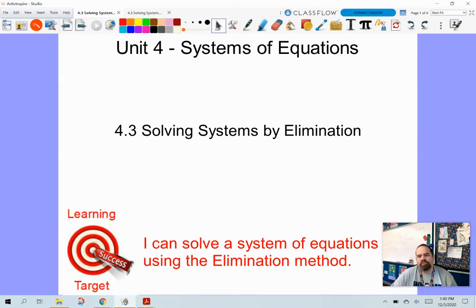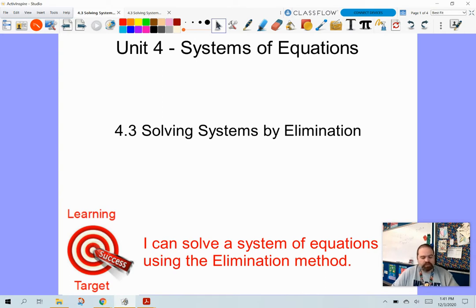So the next type of strategy we're going to learn for solving a system is called the elimination method. If you haven't noticed, we have the graphing method when they're both in slope-intercept form. That's great, but you have to graph. Then the substitution method was when we had one in slope-intercept, one in standard form, and the elimination is when both of our equations are in standard form.